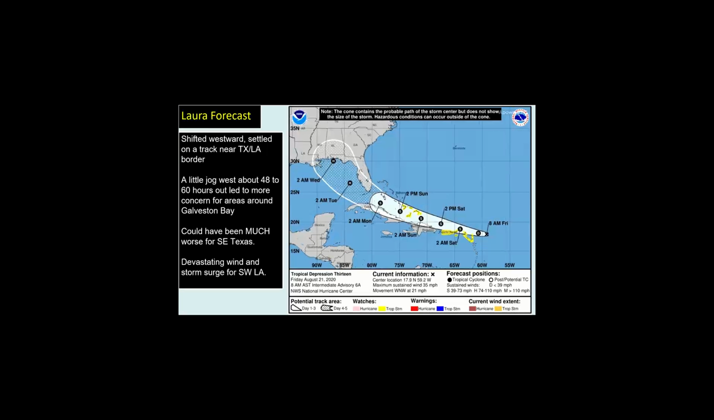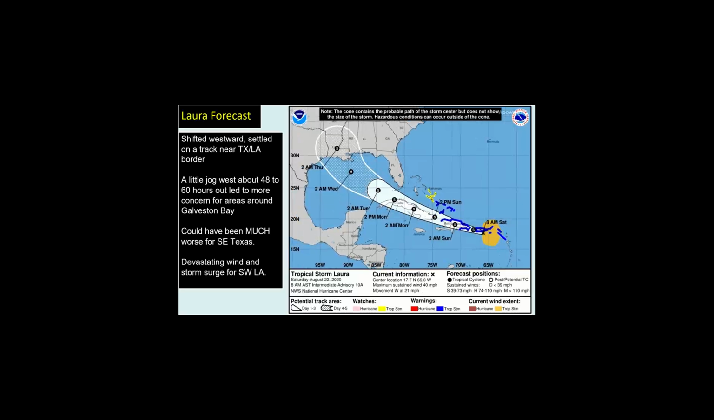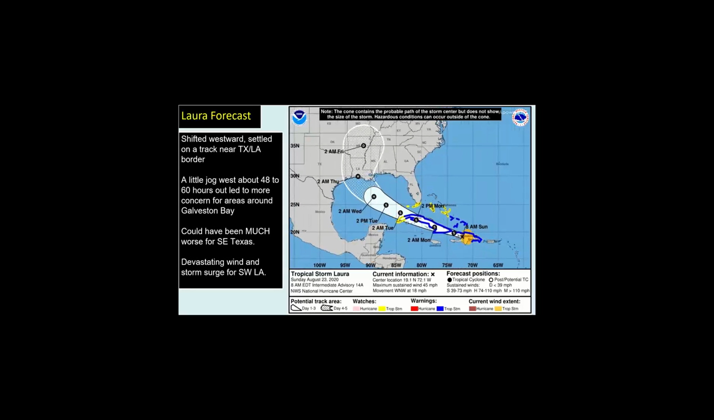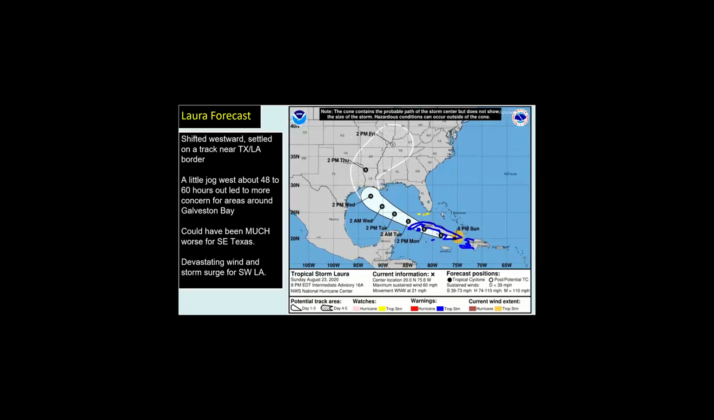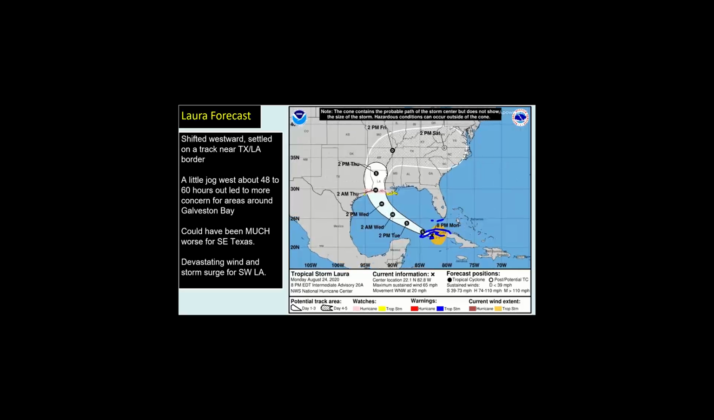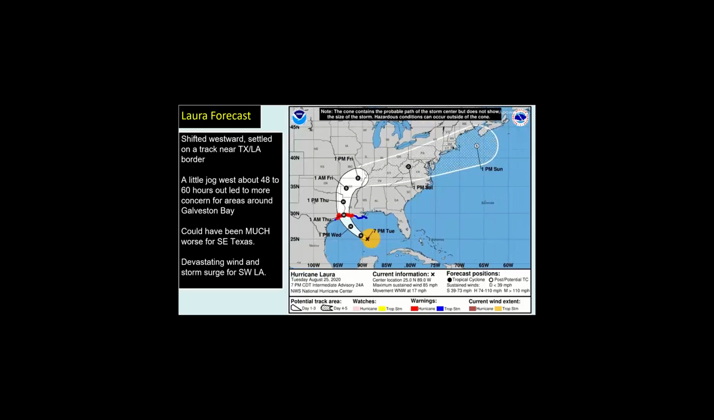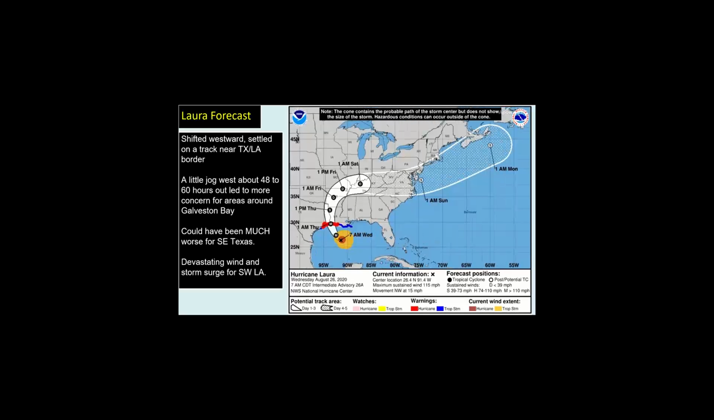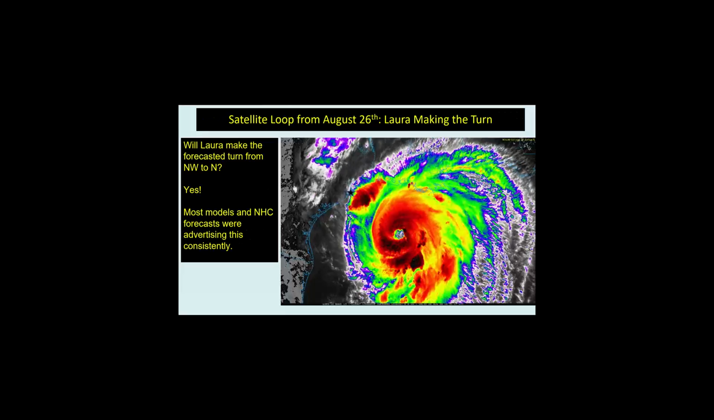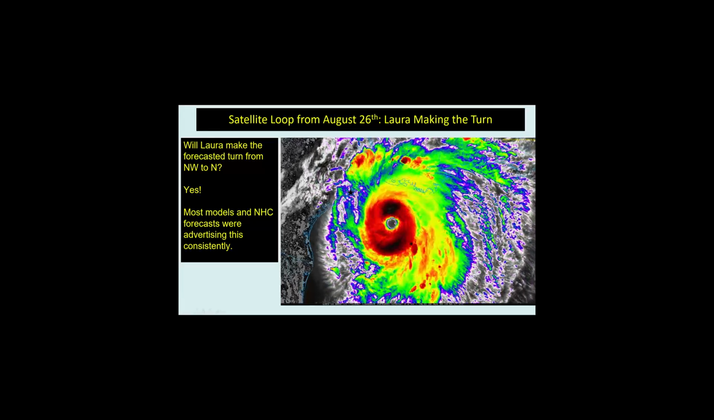Let's look at the track of Laura over time, and you can see how it kept trending to the east and then eventually settled on a track near the Texas-Louisiana border. But you can see how close it came. In fact, about 2 days out, there was a little bit of a jog to the west in the forecast track that brought it right into our area.